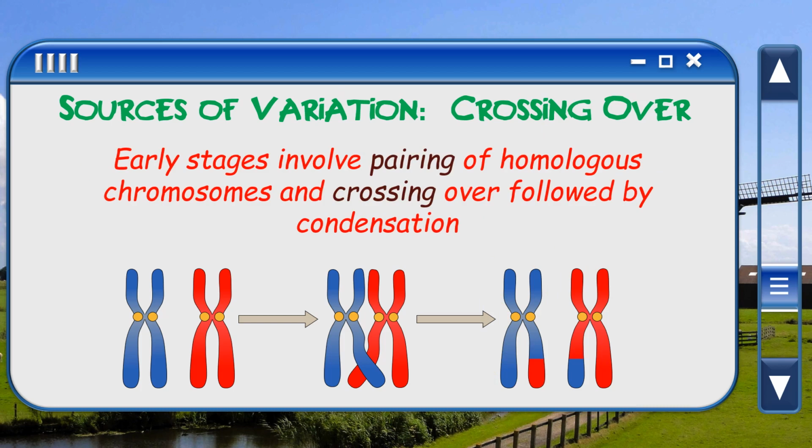The early stages involve the pairing of homologous chromosomes. Here you have your homologous chromosomes pairing up together, and then crossing over takes place here. That is followed by condensation.